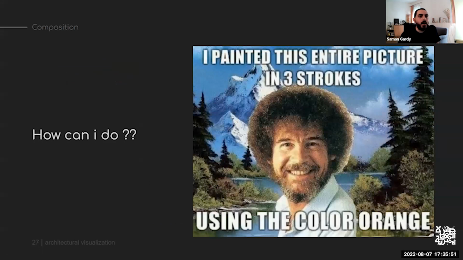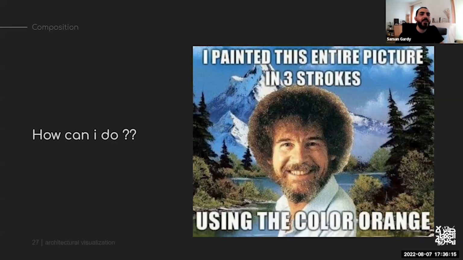Well, now you might say, okay, we understood all of these methods, but tell me, how can I use this in my project? How can I create a nice image, an outstanding image?